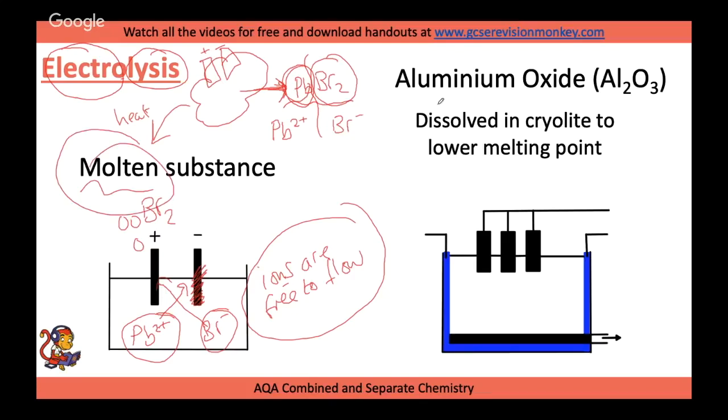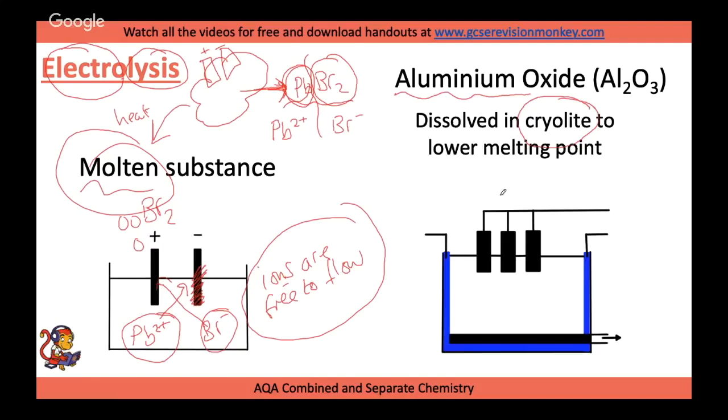There's one example of this, a special example. It's the electrolysis of aluminium oxide. Aluminium is really important. It's used in things like building aeroplanes. So if we wanted to split up aluminium oxide, we'd first, and this has been quite a common question in the past, dissolve it in something called cryolite. And this lowers the melting point.